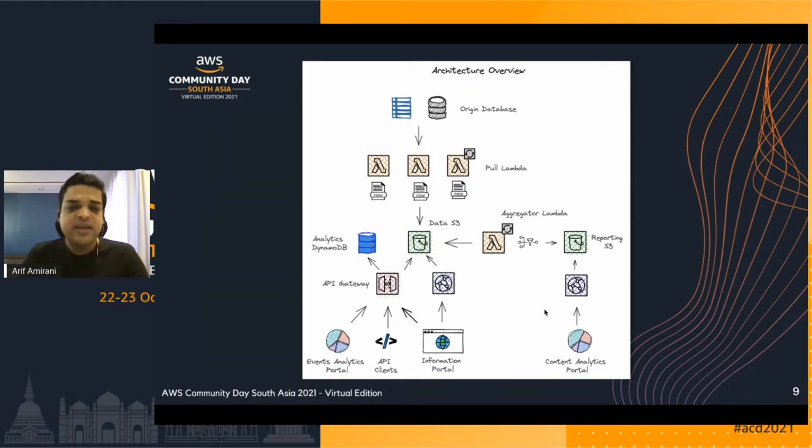S3 being highly available, we never had a doubt that S3 would not be available. So we didn't even have cross-region replication or anything of that sort. We focused it in India. Everything was based on AP South 1, and that's where we kept it.